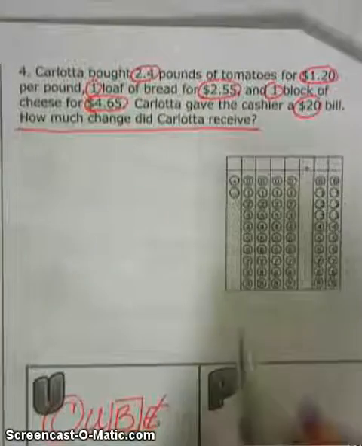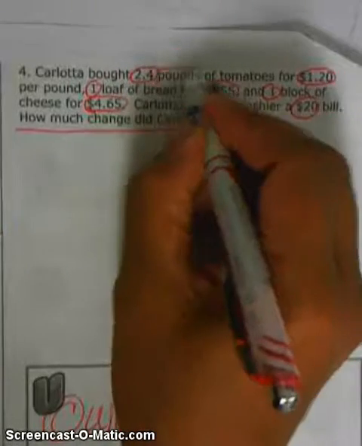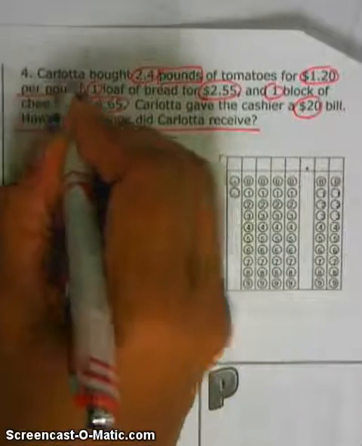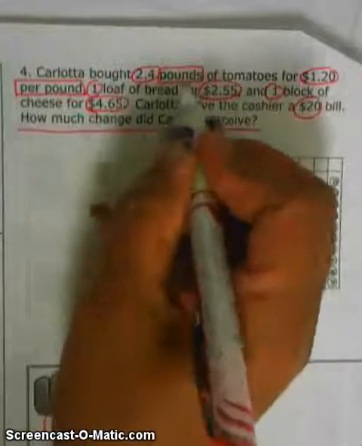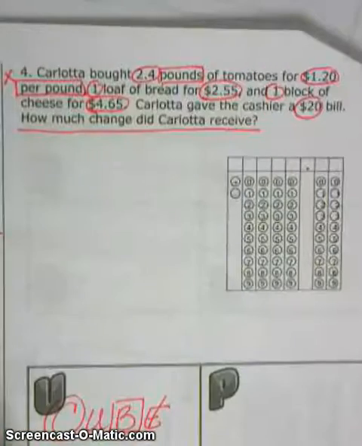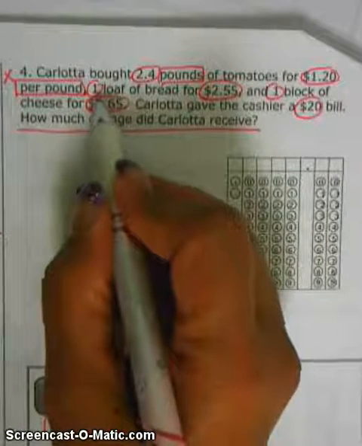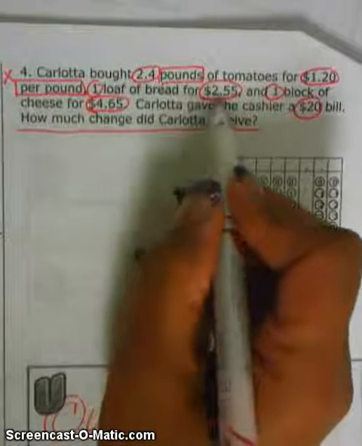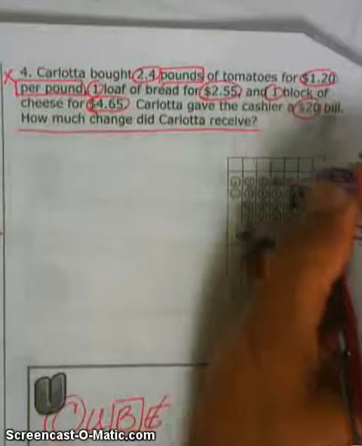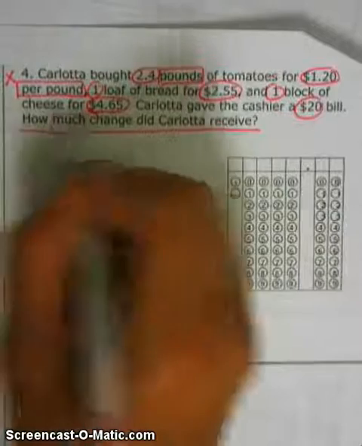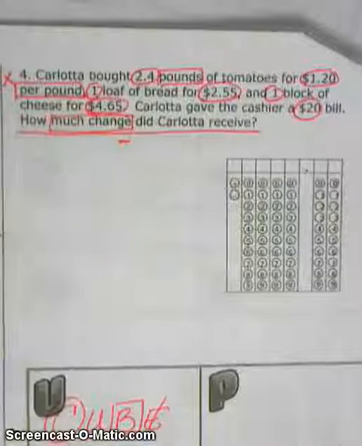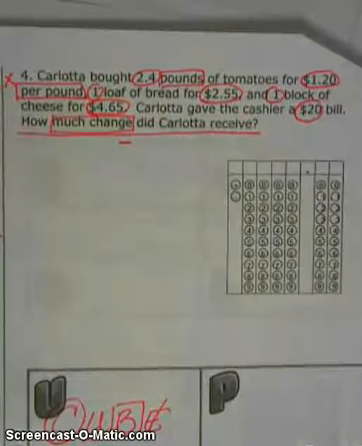All right, now I'm going to box important information. I have 2.4 pounds for $1.20 per pound. Okay, so right now I know 2.4 pounds, $1.20 per pound. This is in my story problem, so per means to multiply. I have 1 loaf of bread for $2.55, 1 block of cheese. Okay, Carlotta gave the cashier a $20 bill. How much change did she receive? I'm going to box that because I know I'm probably going to subtract at the end here. Okay, I do not need to eliminate any of my numbers.